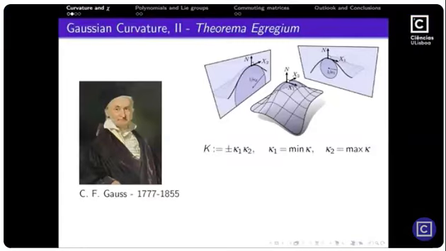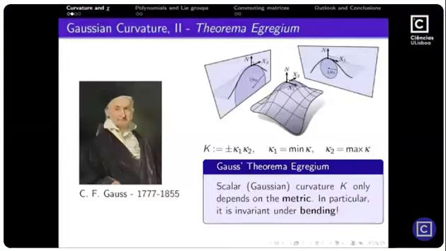And I put there a plus and minus sign, because if one circle is in one direction, and the other circle is in the other direction, then the curvature will be negative. Okay? So what was his theorem with this definition? It was the following. The scalar or Gaussian curvature only depends on the metric. This means it only depends on the distances measured within the surface. So basically, it does not depend at all on the way that the surface is embedded in space.